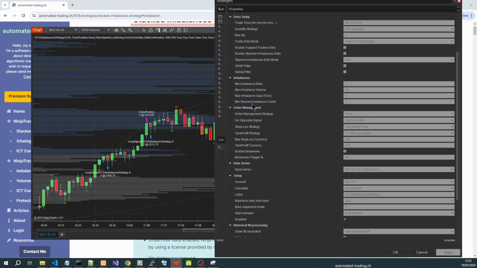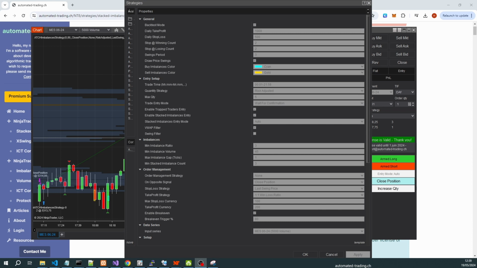The next parameter is the minimum stacked imbalance count. Generally speaking, to have stacked imbalances, you need to see at least 3 imbalances in this cluster of imbalances. You can increase this, but the more you increase this parameter value, the fewer stacked imbalances you will see.